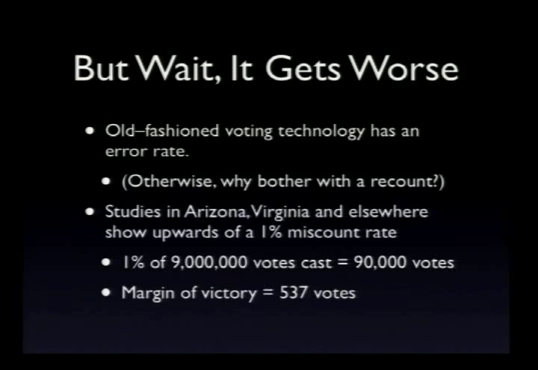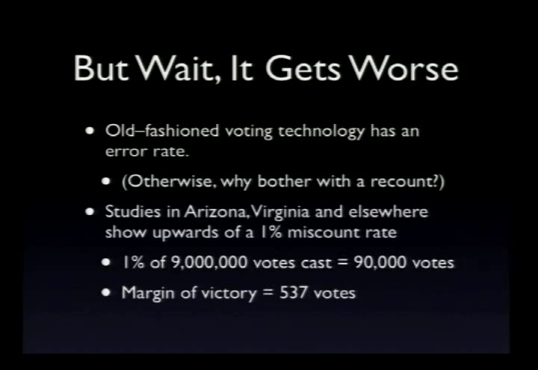Old-fashioned voting technology, even when voters vote perfectly, has an error rate. Studies in Arizona, Virginia, and elsewhere show upwards of a 1% error rate in the counting process. In Arizona, it was shown to be 4%. In Arlington, it was shown to be around that same thing. Some counties in Florida were reporting upwards of an 8% error rate for certain kinds of errors. This is just simply insane.